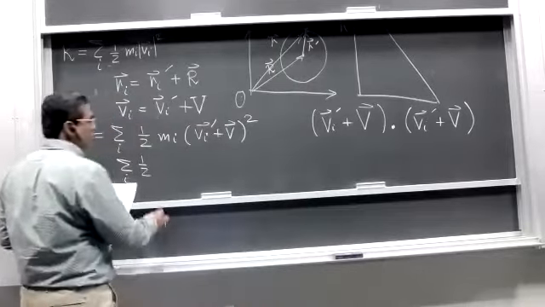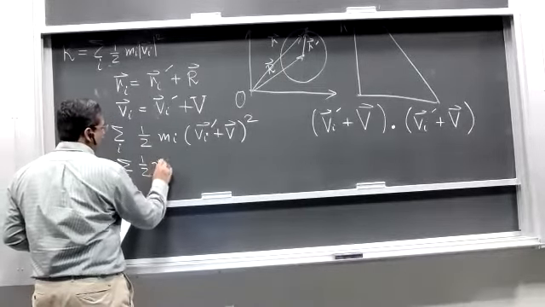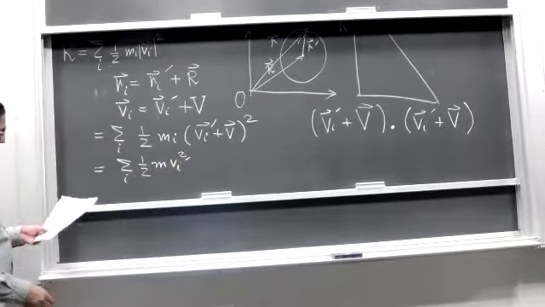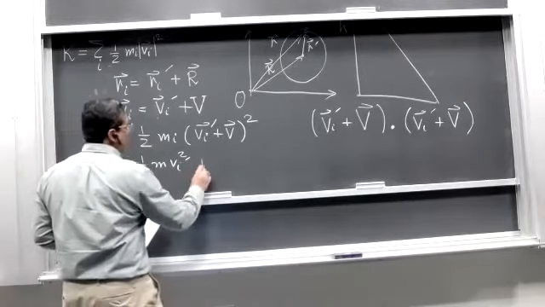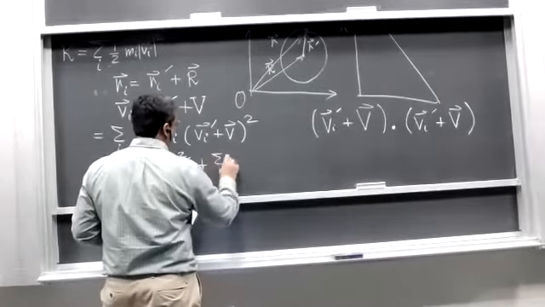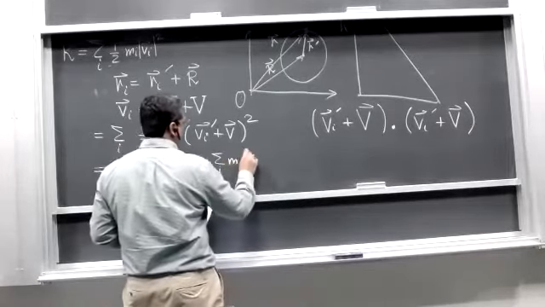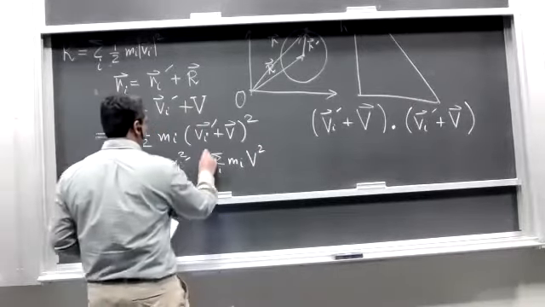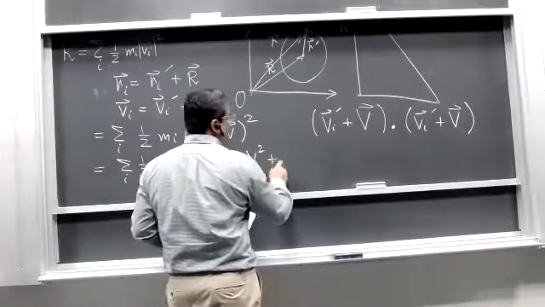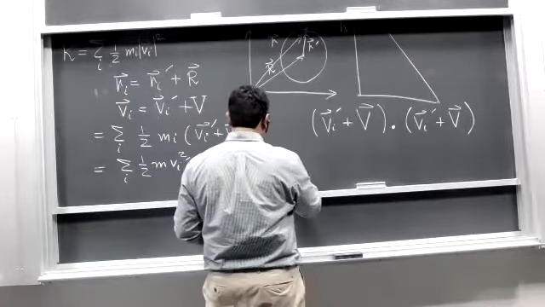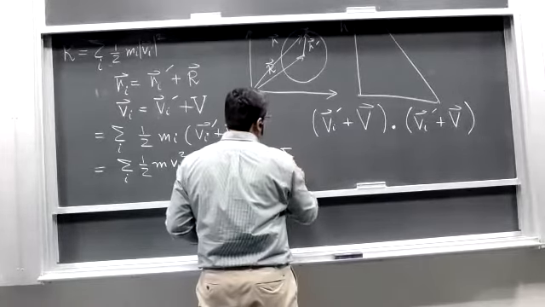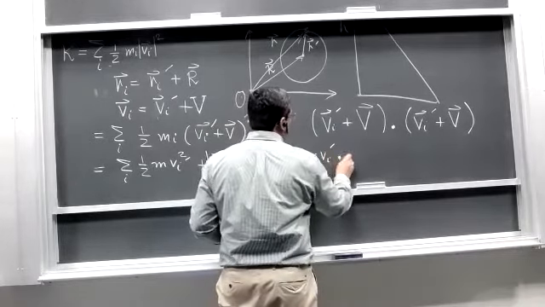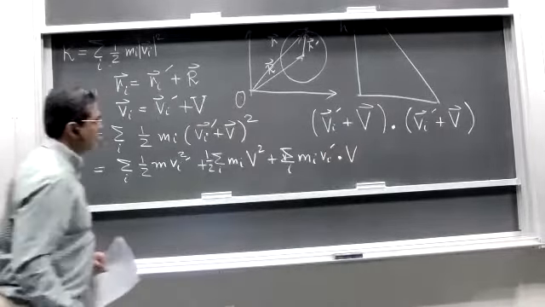So the first term would be half m_i V_i prime squared. The second term would be half sum of m_i V squared, the center of mass velocity squared. And the third term, without the half because the 2 cancels it, would be sum of m_i V_i prime dot V. That's the third term.